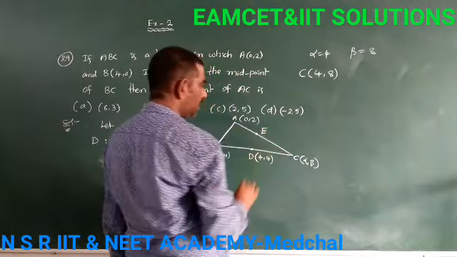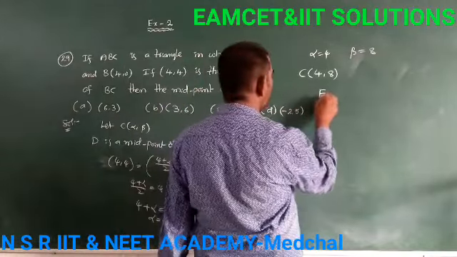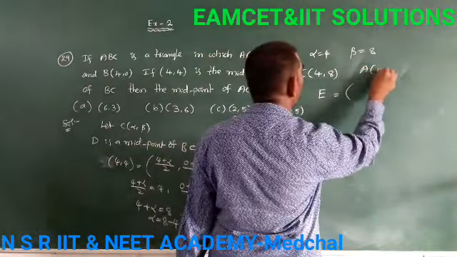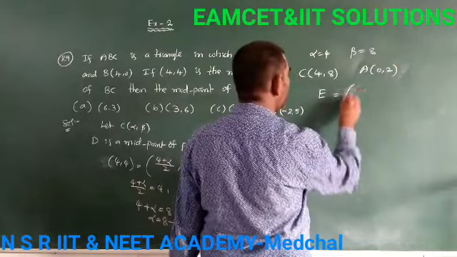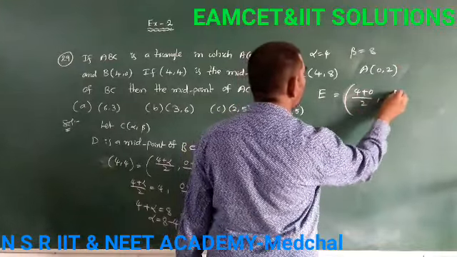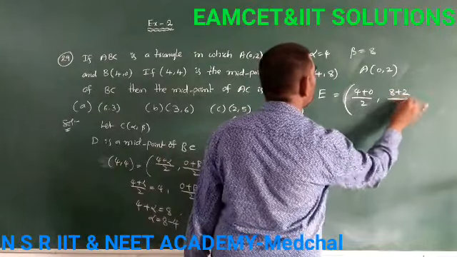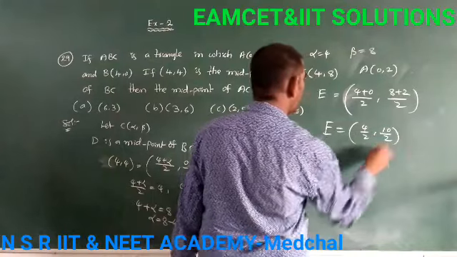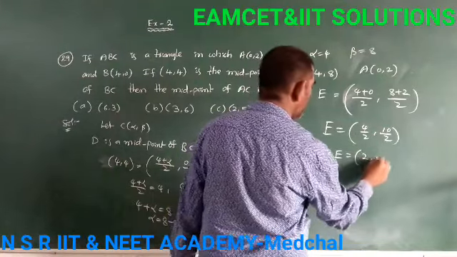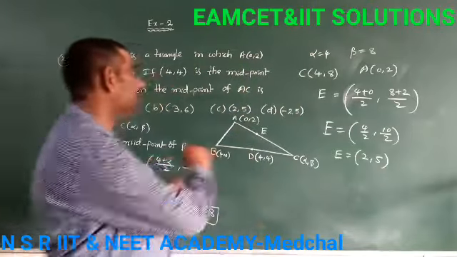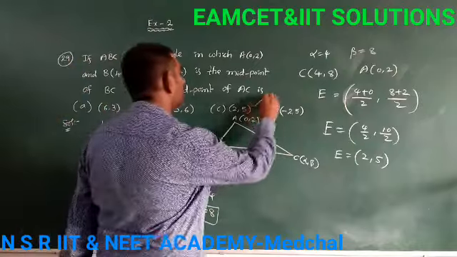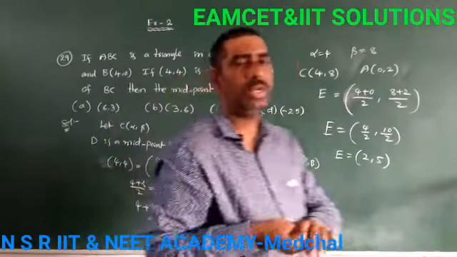So let us consider the midpoint of AC. So E is the midpoint of A and C. A coordinate is (0, 2). So apply here the midpoint formula, (4 plus 0) by 2, (8 plus 2) by 2. So we get E is equal to 4 by 2, 10 by 2, which is 2 and 5. So our midpoint of AC is (2, 5). So our answer is C. So today's session is completed. If you have any doubt, call my number, I will clarify.